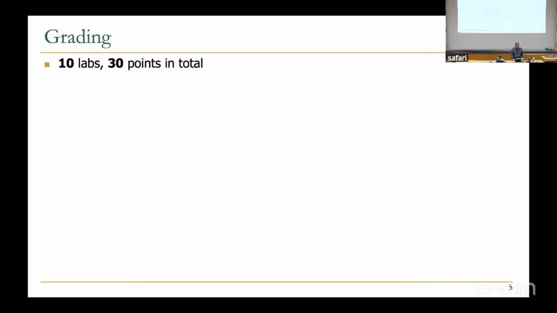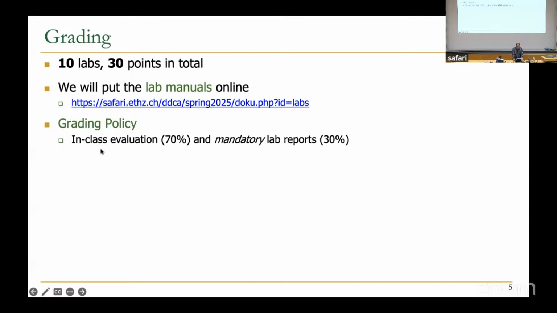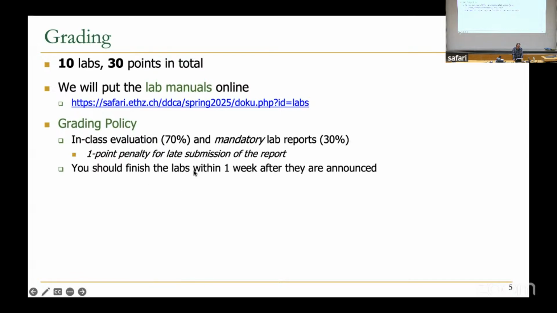For the grading, we have 10 labs and 30 points in total. So you know that 70 points come from your exam and 30 points come from your labs. So with that, we're going to have 100 points that will be scaled to 1 to 6. We will put the lab manuals online on our webpage. In this grading policy, we have in-class evaluation, like lab session evaluation, which is 70%, and mandatory lab reports, which is 30%. There's going to be a 1 point penalty for late submission of the report. So you should finish the labs within 1 week after they are announced.